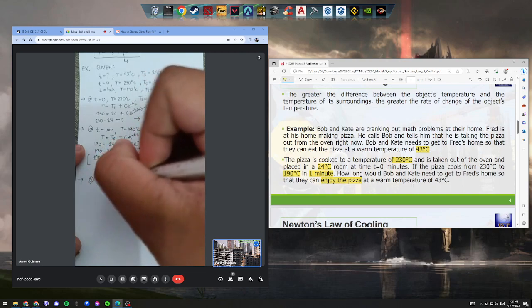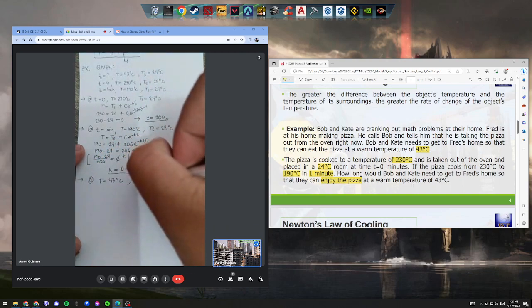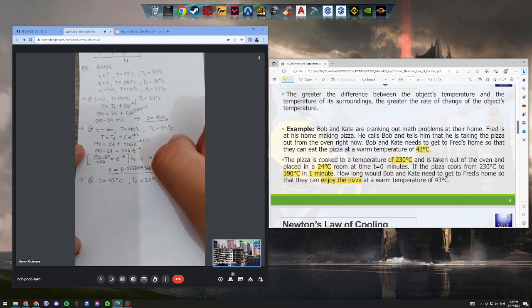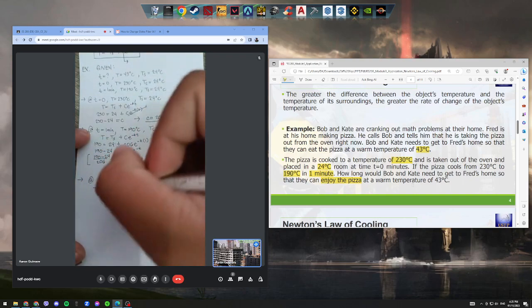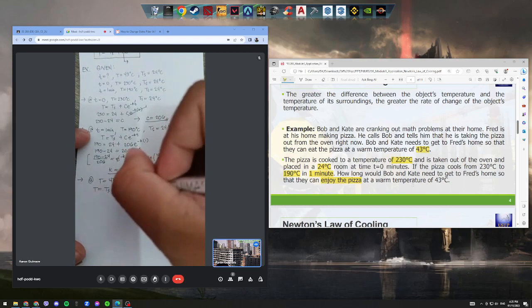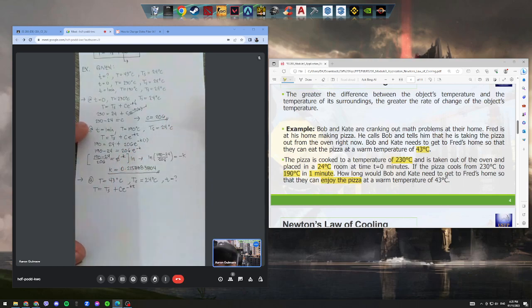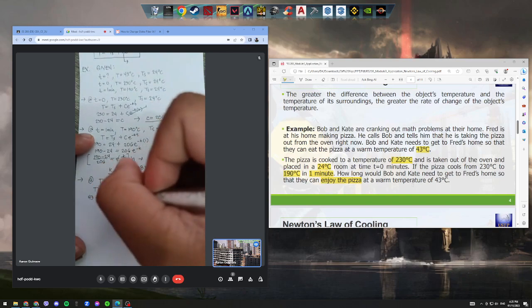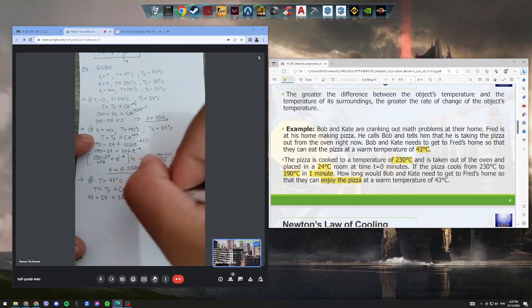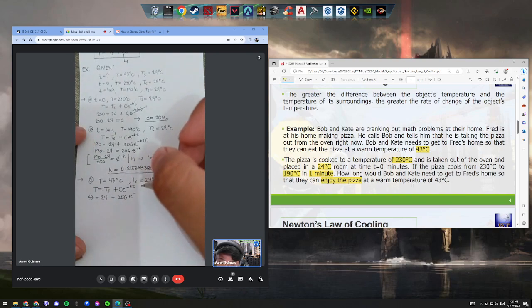So at T equal to 43 degrees, TS is just 24 degrees. What will be our time? Simply substitute. I'm just going to rewrite the model equation for you. Memorize it, okay? So, substitute: 43 is equal to 24 plus 206 e to the power of negative k, I'll just write it.